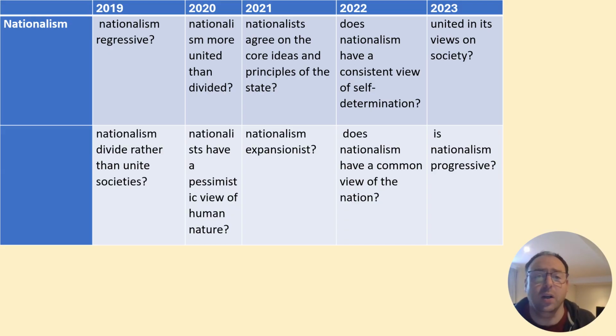Now, onto the core ideologies. This is only relevant for those of you who have been doing nationalism. There's a really weird bit here where they seem to really like the 2019 questions and ask them again in 2023 with a little bit of a twist. So they twisted the society one a little bit, and they just reversed the progressive regressive one. So we've had progressive regressive, we've had society several times, nationalism more united than divided. It's a chameleon ideology. That's a really good one.